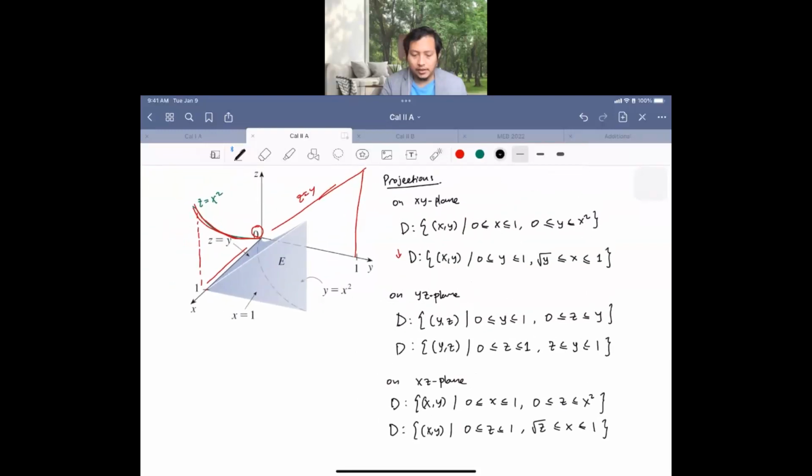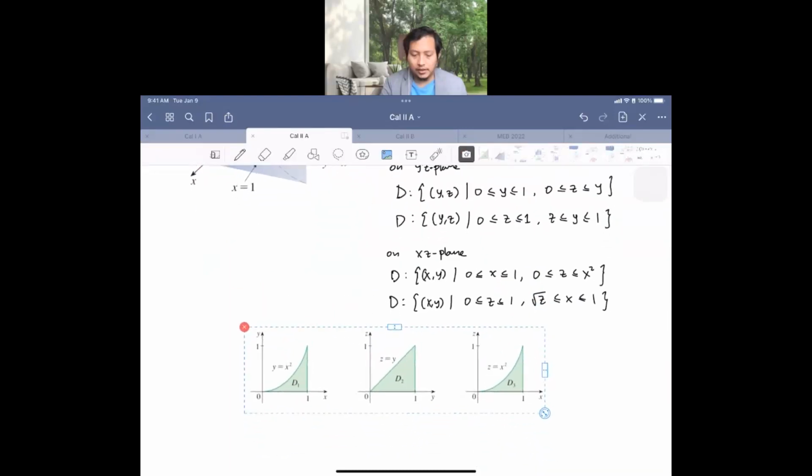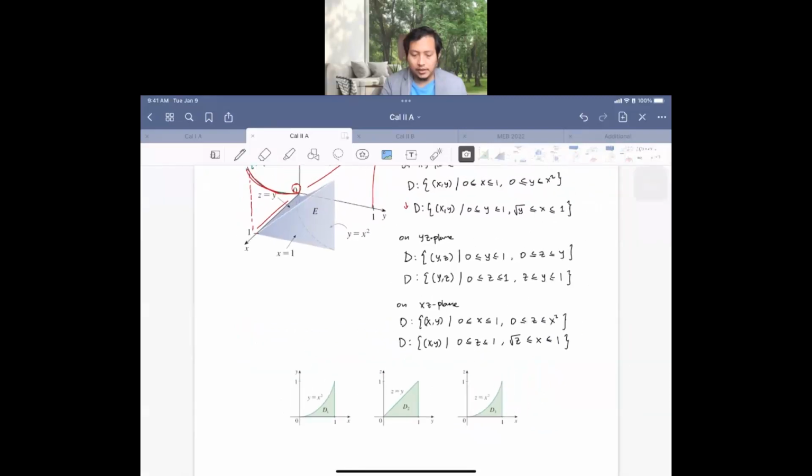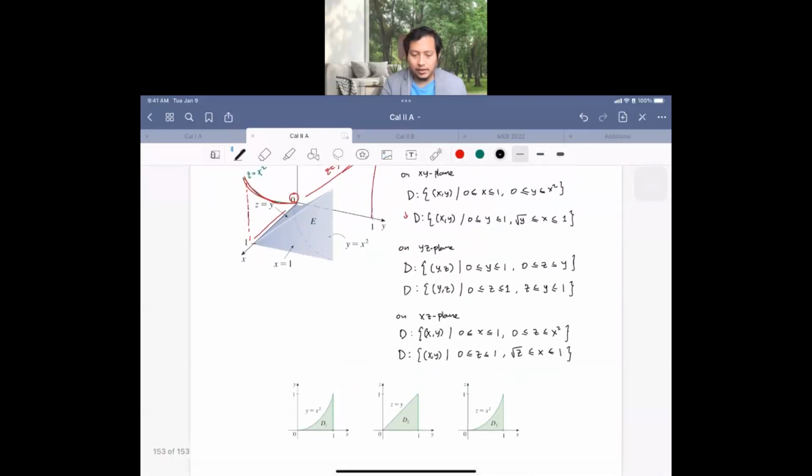Now, if you would like to draw the projections separately, we could also do that, and these will be the drawings for each projection for the xy, yz, and xz planes. This is what we have. Okay. And then we can describe the solutions.